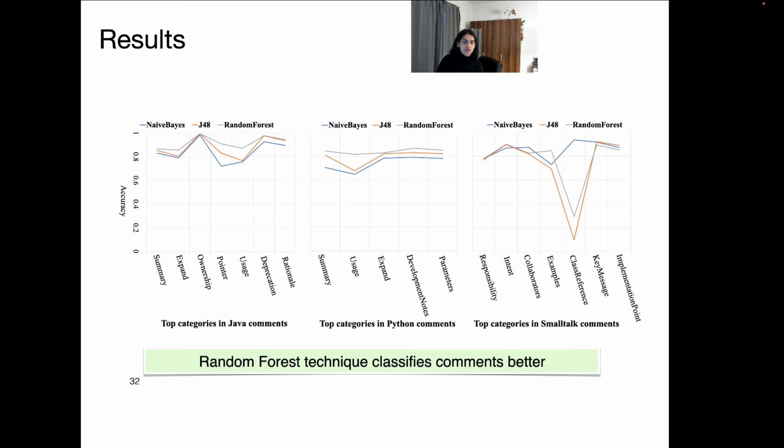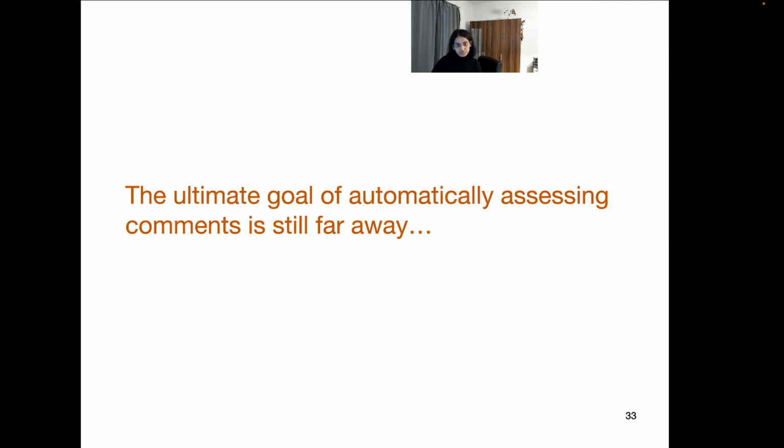Now this graph shows the result of the tested algorithms for the top frequent categories in Java, Python, and Smalltalk for accuracy. We could see that using natural language patterns in addition to text features improves the classification, and the random forest technique classifies comments better except for one category.